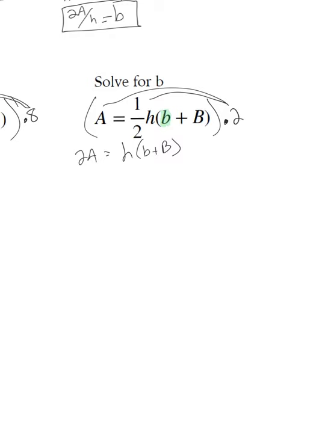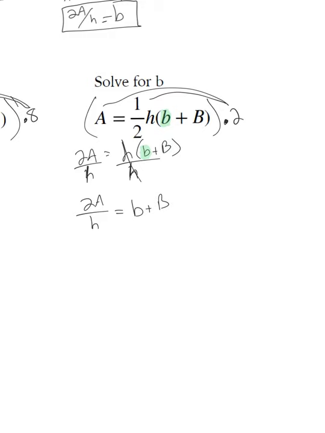Now we want to get the b variable by itself. The b variable is inside this expression, and this expression is being multiplied by h. So if I want to get rid of the h, I'm going to have to divide both sides by h. H is canceled out on the right hand side. On the left hand side we have 2a over h. On the right-hand side, we're left with lowercase b plus capital B. So we're just left with that expression that was inside the parentheses.